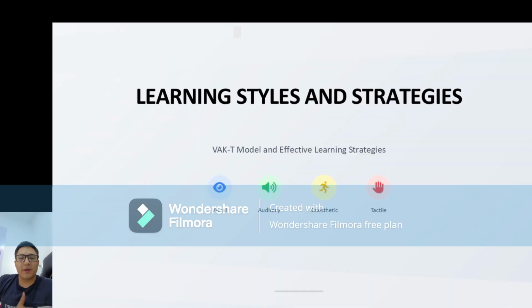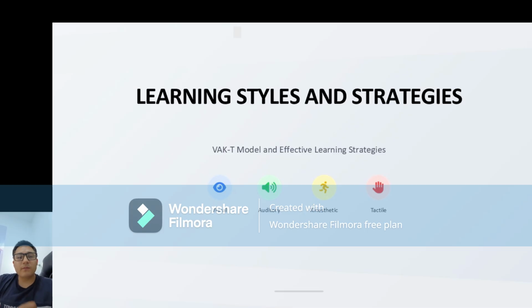Hello everyone, my name is Fernando Cuenca and today we're going to explore a fundamental topic for optimizing our learning process: learning styles and strategies. The goal of this presentation is not only to understand how we learn, but also to discover what specific tools we can use to improve orientation and performance, both as students and educators.